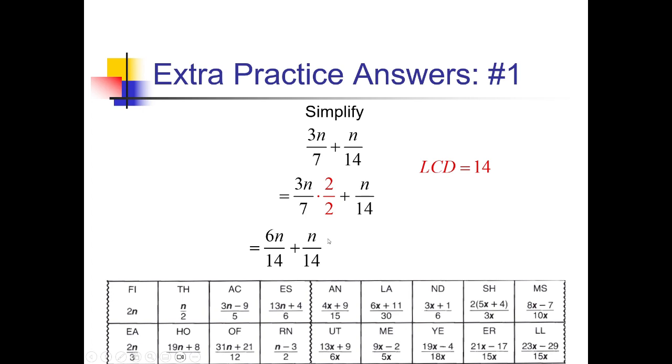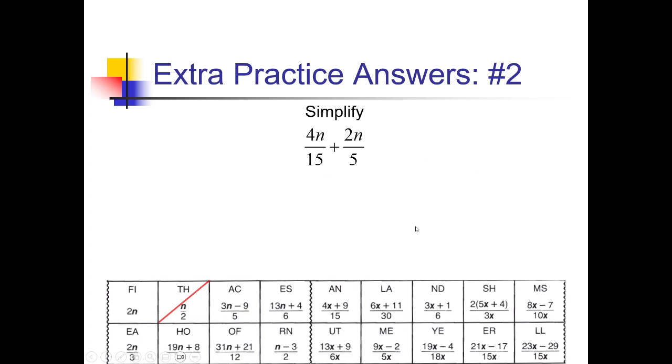At this point, when I have the same denominator, I'm going to add just the numerators and keep the denominator the same. It's like adding x's, essentially. So I have 6n plus n is 7n over my common denominator of 14. And now taking a quick look, it looks like I can reduce the 7 and the 14 into 1 over 2. So when the dust settles, I have n over 2 for my final answer. Now I have to find that in the boxes down below, and I see it right here. This is the TH. I'm going to cross that off and move on to the next problem.